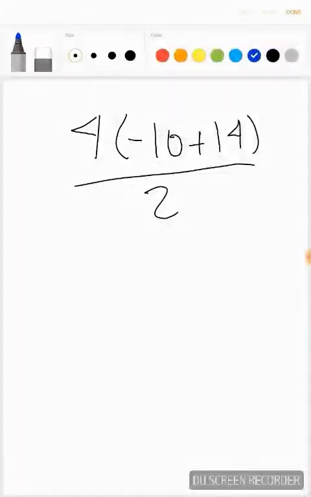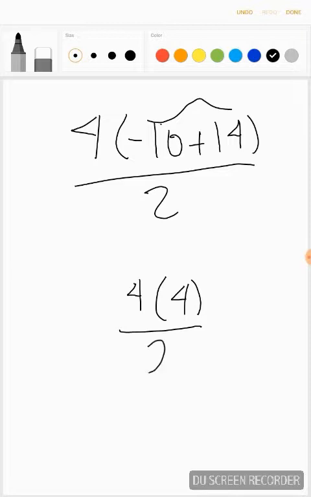All right, the next one we're going to evaluate. So this you're just using your order of operations. So first we're going to do parentheses. So negative 10 plus 14, different signs when we're adding, we're going to subtract. That is going to be a 4. It is going to be a positive 4 because the 14 is the higher absolute value. So now I'm just going to rewrite it with the parentheses worked out. So now we have 4 times 4 over 2. 4 times 4 is 16. Oh, sorry, it's a negative 2. Can't forget that. So now we have 16 over negative 2.